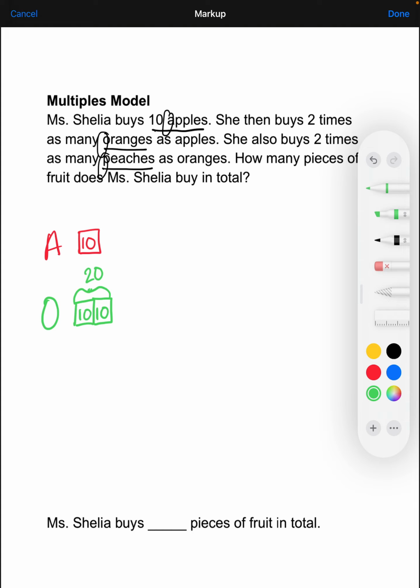So we're going to look, and I see that for the peaches, she's also going to buy 2 times as many peaches as oranges. So we must be comparing the peaches and oranges. And there must be twice as many peaches as oranges. So I'm going to change my color to blue. And I know that I'm comparing with the fruit of peaches. It must be twice as many peaches as oranges.